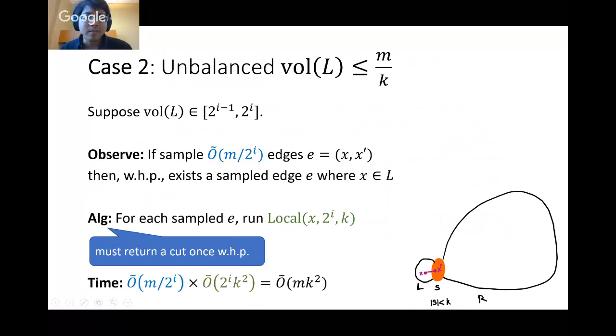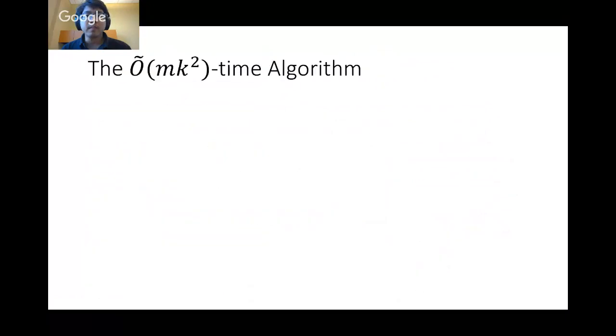So to conclude, in this case the running time is M over 2 to the I times 2 to the I times K square. So this is M K square again. So this is really the algorithm.